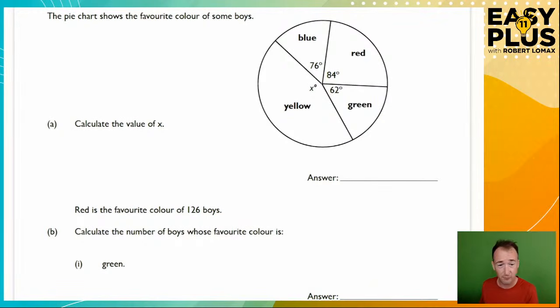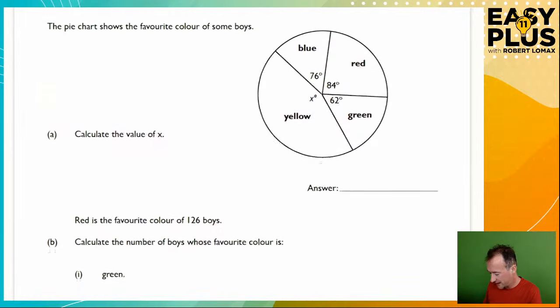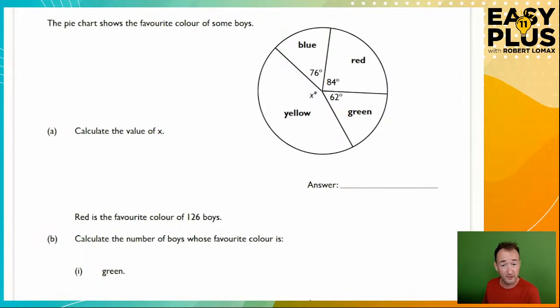Okay, so now this is a different one. We had percentages on a previous question. Now we're given angles in degrees for all but one of the slices of this pie. So we need to calculate the value of x. We haven't been given a number of boys here, and we can see that the value must be an angle in degrees because we're given the little degrees symbol. So x is going to be an angle.